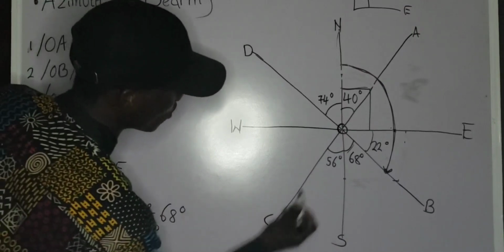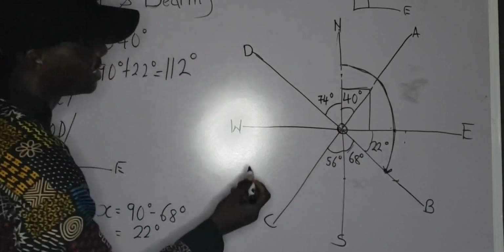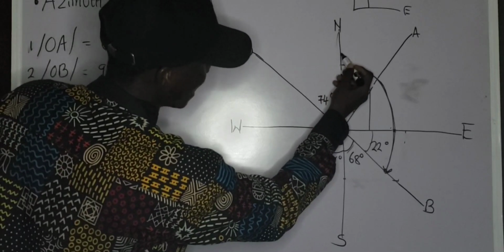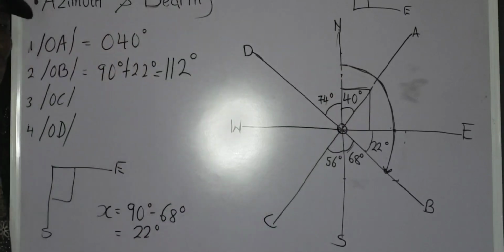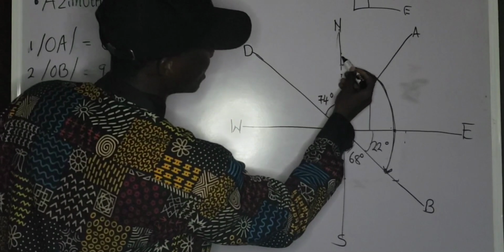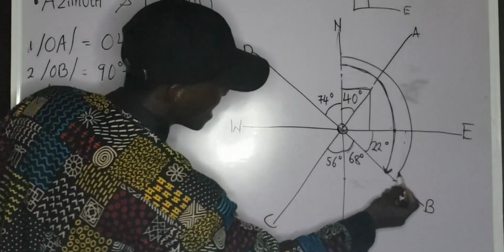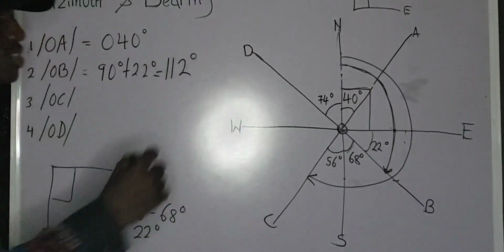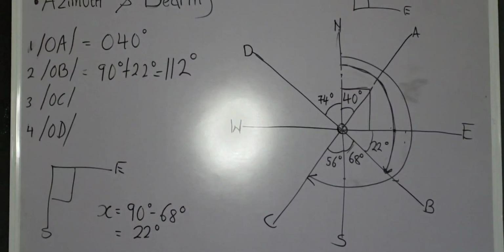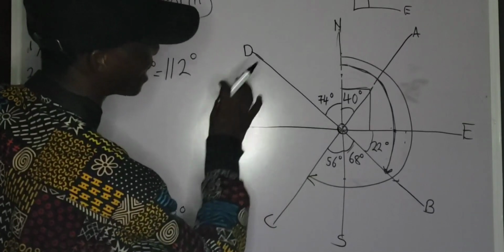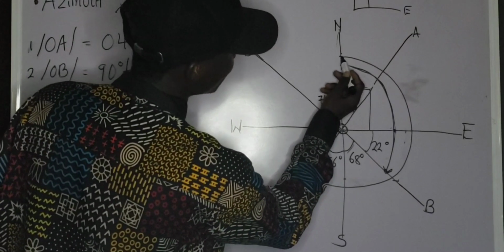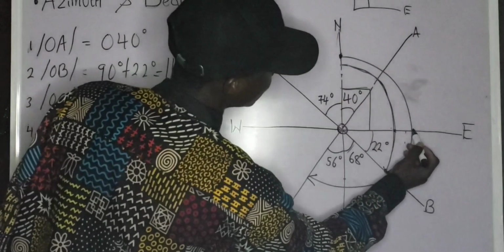Now, this is line OC. The angle that lies between this north line and line OC, that is the azimuth of line OC. So I will calculate the angle that lies from here to line OC. You understand? So that is the azimuth of line OC. Now, to get the azimuth of line OC, I have known that from this place, this angle here to this angle here is what?